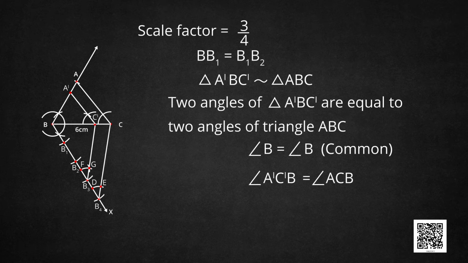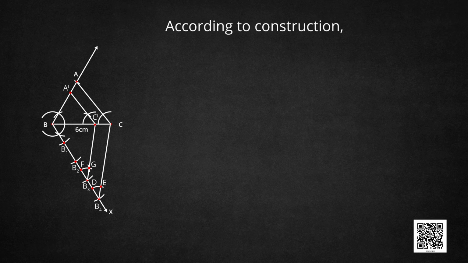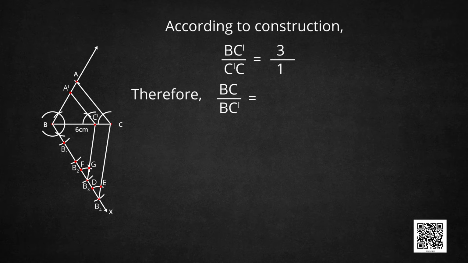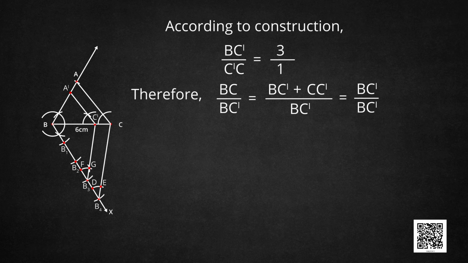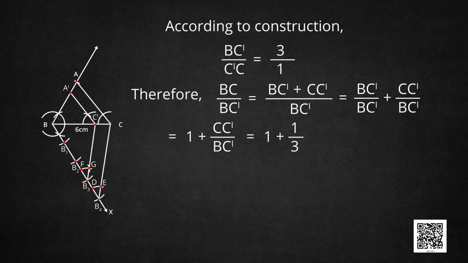And let us see how the new triangle is 3 upon 4 of the original triangle. According to construction, BC dash upon C dash C is equal to 3 upon 1. That is, we have divided BC in the ratio of 3:1. Therefore, BC upon BC dash will be equal to BC dash plus CC dash upon BC dash, which is equal to BC dash upon BC dash plus CC dash upon BC dash. That is equal to 1 plus CC dash upon BC dash, which is equal to 1 plus 1 upon 3, that is 4 upon 3. So BC dash upon BC is equal to 3 upon 4.